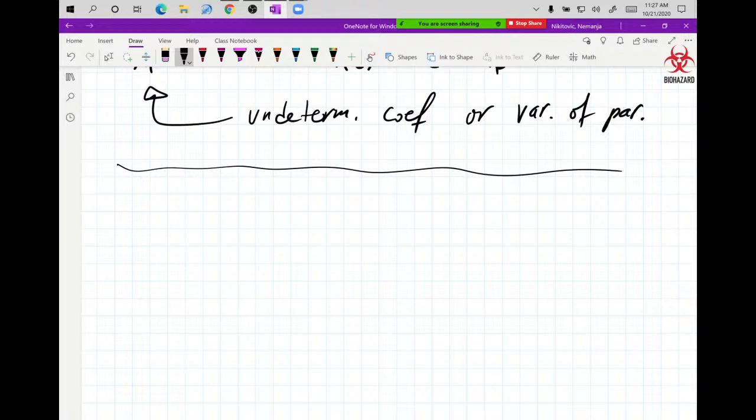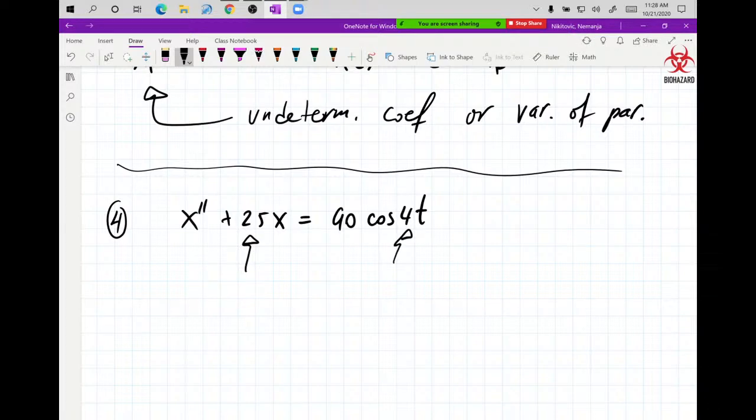Not that exciting. Problem number 4 says that we have x double prime plus 25x equals to, the forcing is given as 90 cosine 4t. Okay, that's beautiful, because I already see a 5 coming in from this side and I see a 4 on this side. That means no repetition. So we can all just go phew, because when it's repetition, right, we have more work to do. Now, x of 0 equals 0 and x prime of 0 equals 90.